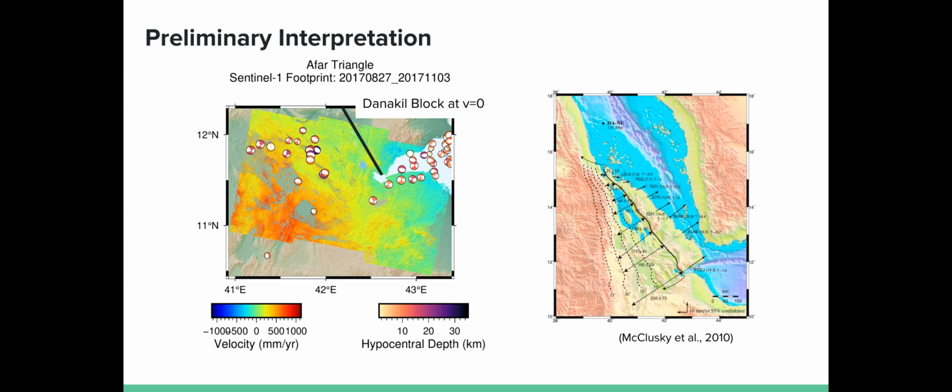In further comparison to the focal mechanism catalog that shows predominantly normal mechanism seismicity to the west of that Danakil block, that seismicity, which would probably indicate extension, is correlated with a region that has a high velocity gradient compared to the rest of the image.